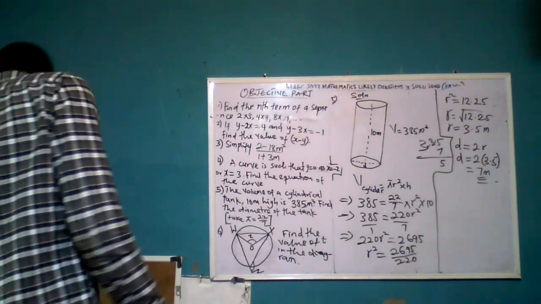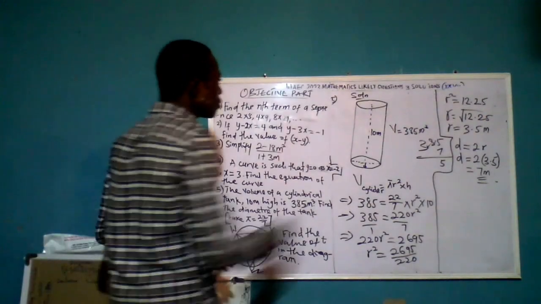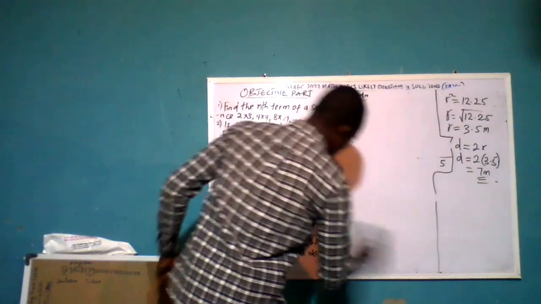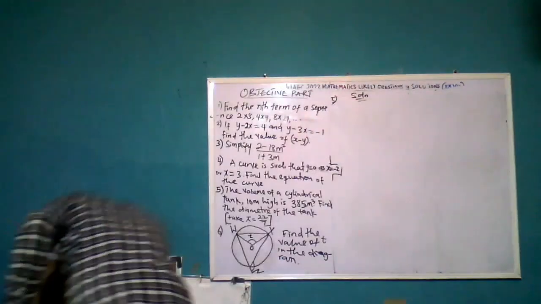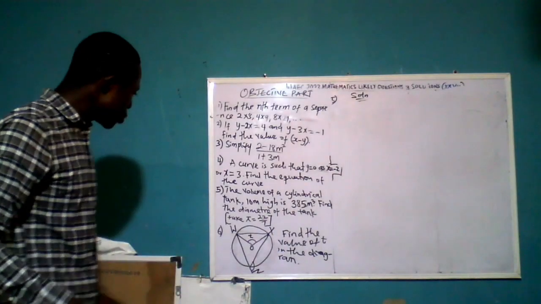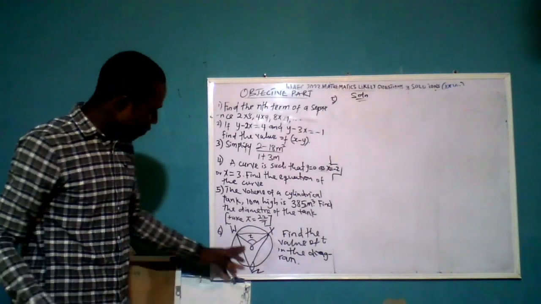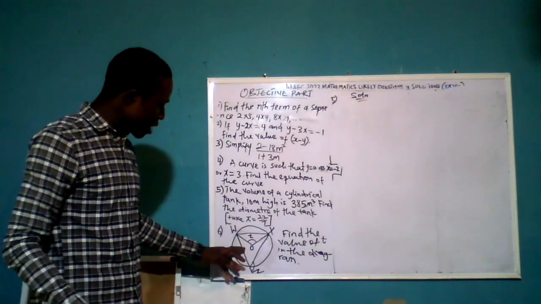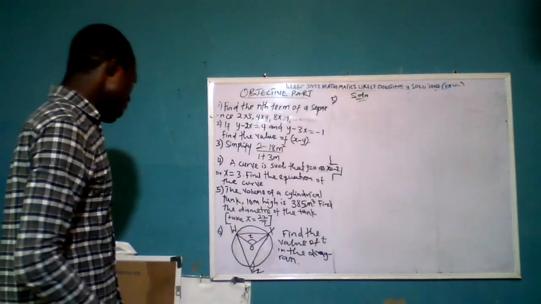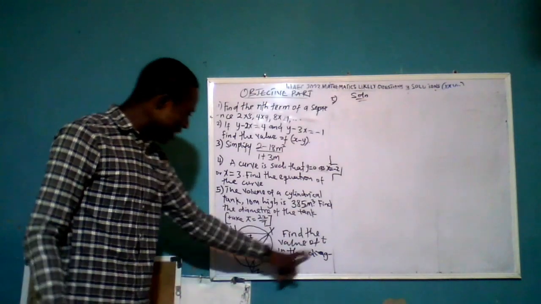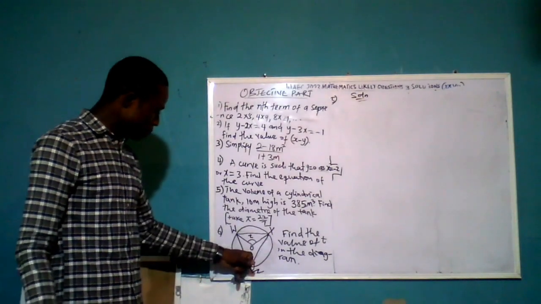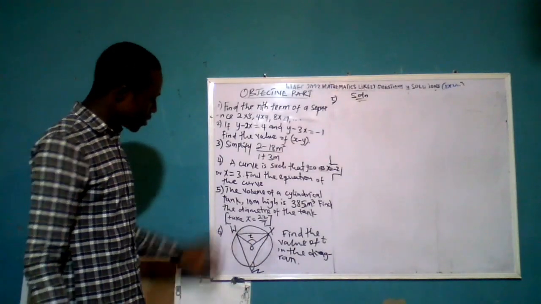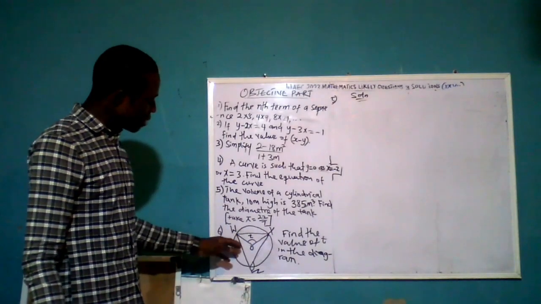Now let's go to question number 6. In question number 6 we are given this diagram, and we have this circle, and we have this inscribed in the circle. Now we have to find the value of t in the diagram. If you look, t is the angle subtended at the center by this chord.